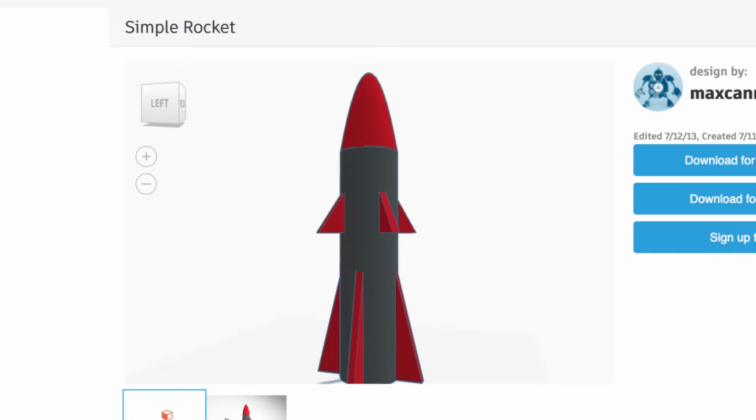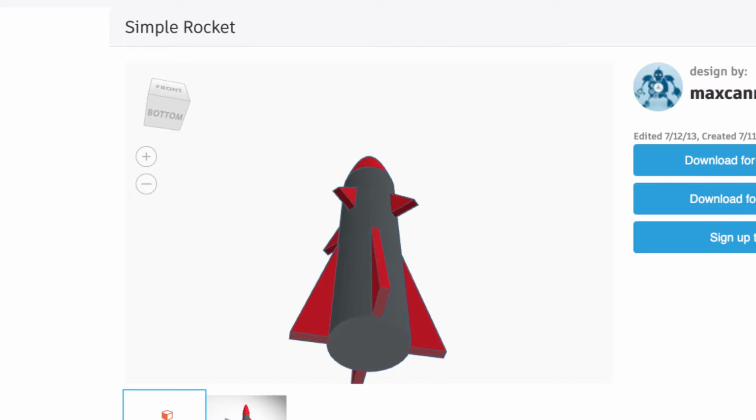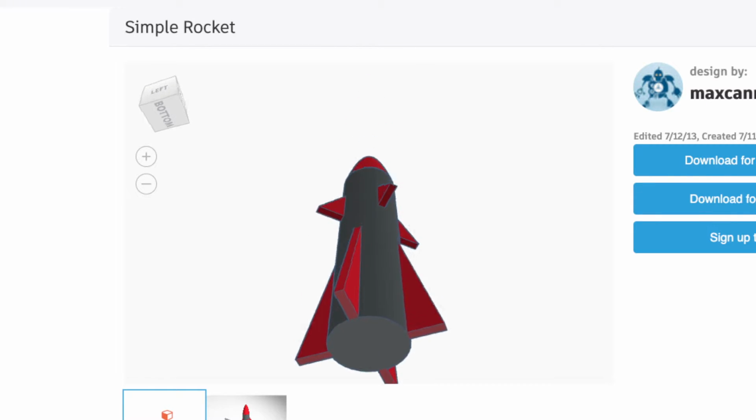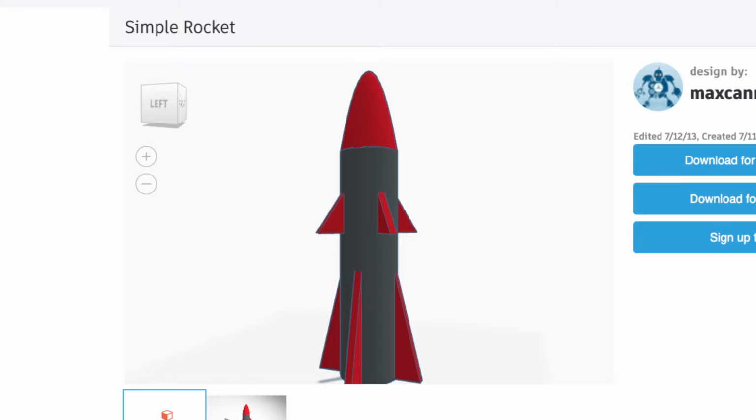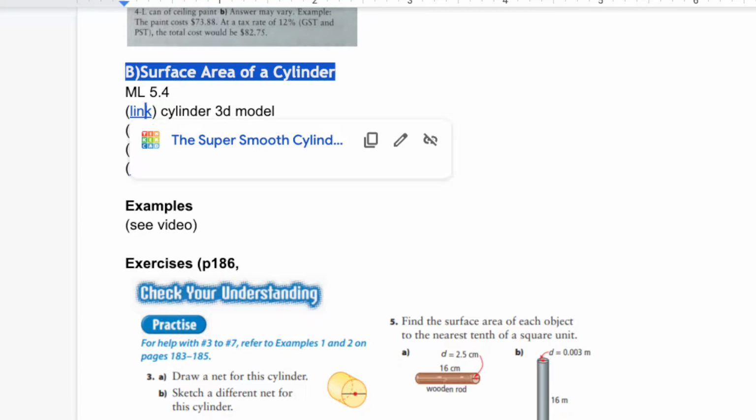So you can imagine that's my rocket. You've got a circle on one side, a circle on the other side. If I were to unfold this, I've got a rectangle. So if I'm looking for the surface area of a cylinder, I'm basically looking for 2 circles plus a rectangle. That's it. So let's take a look at a simpler cylinder form. It will look like this.